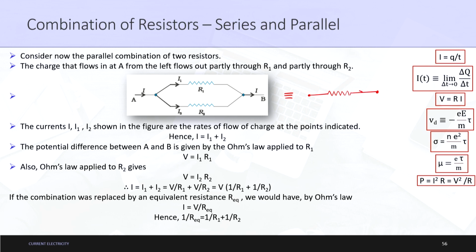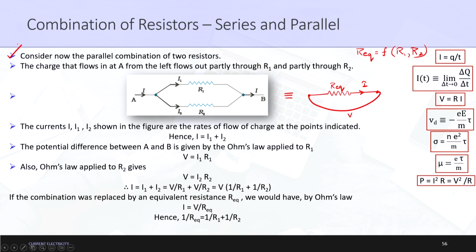Let us say the current I is passing through it, the potential difference is V, and the equivalent resistance R equivalent is being asked. So how is R equivalent a function of R1 and R2? We just need to obtain this.